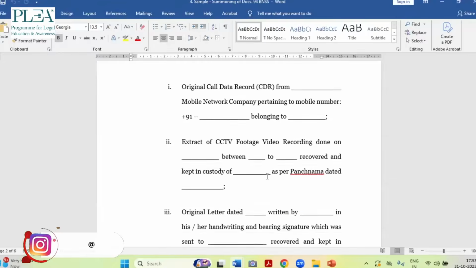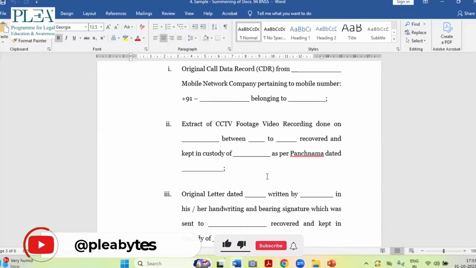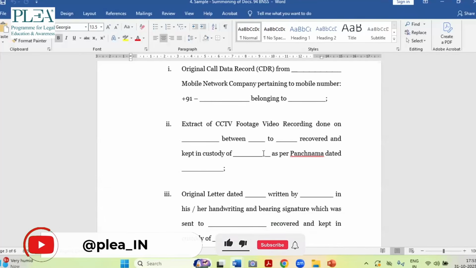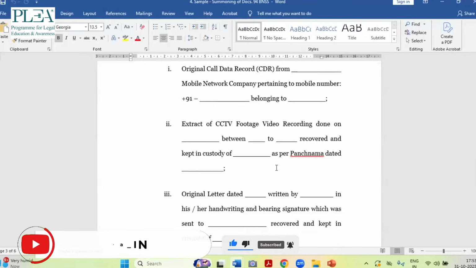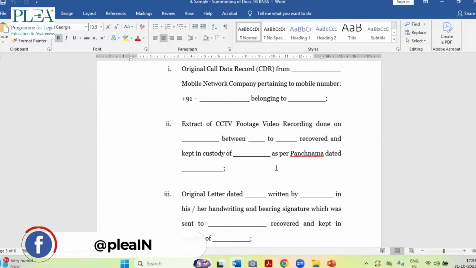Second, the extract of CCTV footage, which was recorded on so and so date between so and so time, and is recovered and kept in the custody of so and so person. It can be either kept with the IO as a part of the case diary, case file, which is maintained. And when this recovery was done, it was as per Panchnama dated so and so. The Panchnama may be a part of your charge sheet. However, the recording, the CCTV footage, may not have been produced before the court for whatever reason.